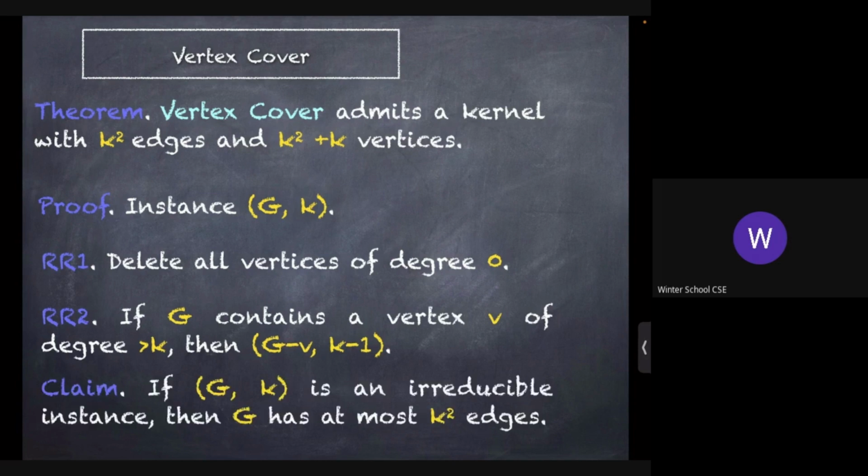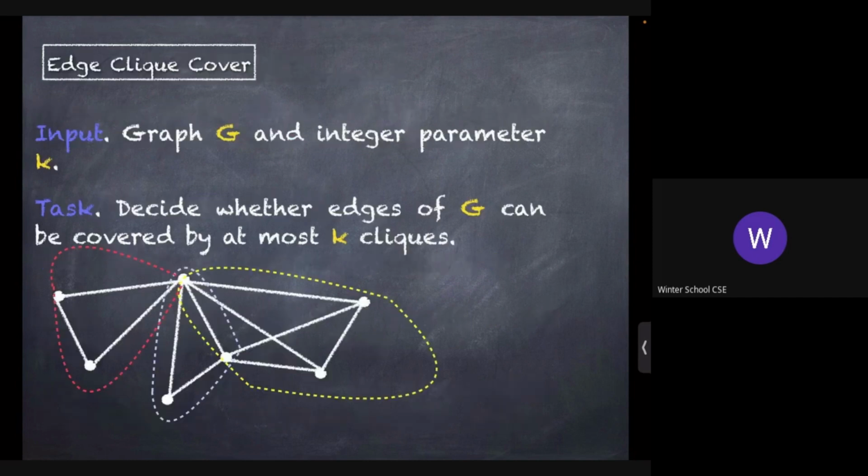That's the new instance. Okay, and then my claim is that if I cannot apply rule 1 and rule 2 anymore, then my reduced instance will have at most k-square edges. How come?